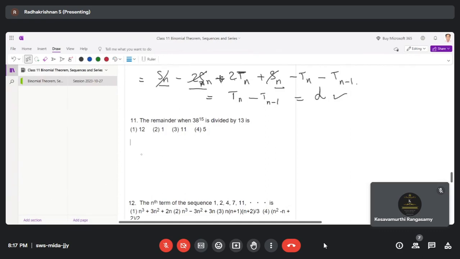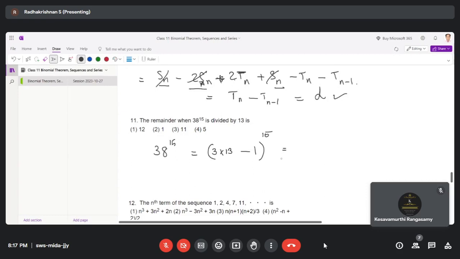In a case like this, what do we do? We try to divide 38 to the power of 15 by 13, right? So we have to write it as a multiple of 13. 3 13s are 39, right? Minus 1. So 38 can be written as 3 into 13 minus 1. Now put the whole to the power of 15. So I got the answer 12, sir.